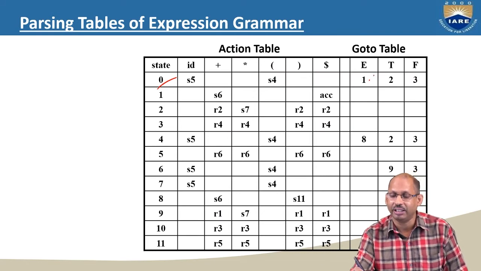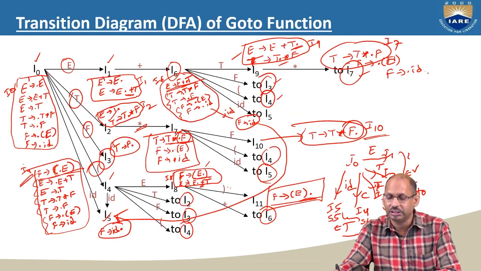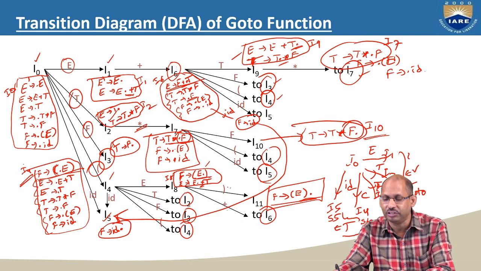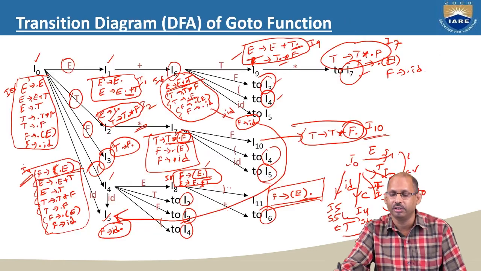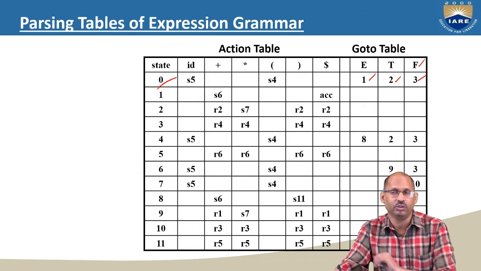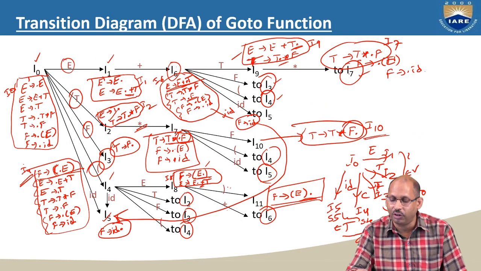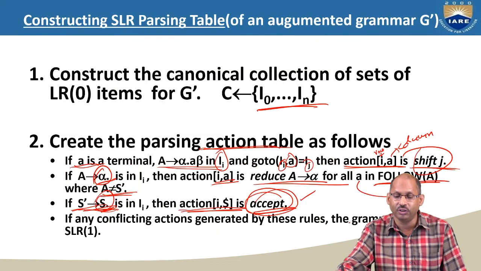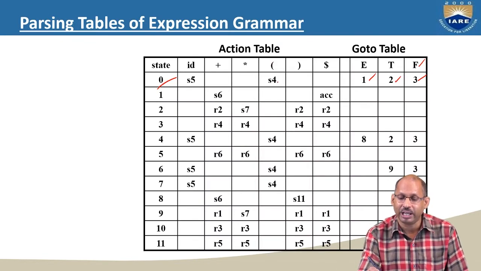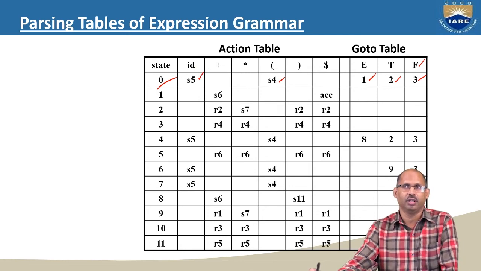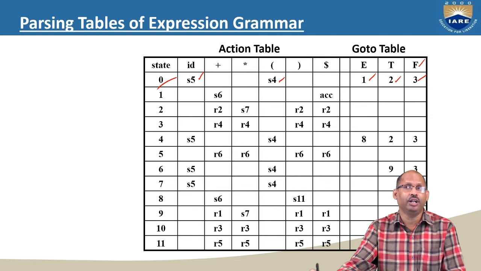In E we are writing 1. In T we are writing 2. F we are writing 3. Right? So simply this E, T, F resulting 1, 2, 3, we write simply 1, 2, 3. Then we have the terminals. What are the terminals? I4 and I5. So we write S4 and S5. In left parenthesis S4, in ID we write S5. So our I0 group is over.